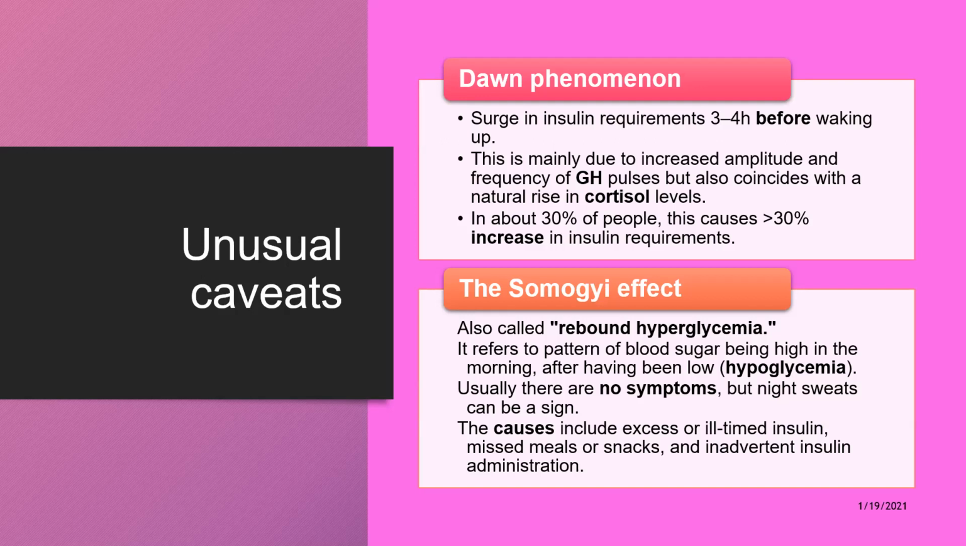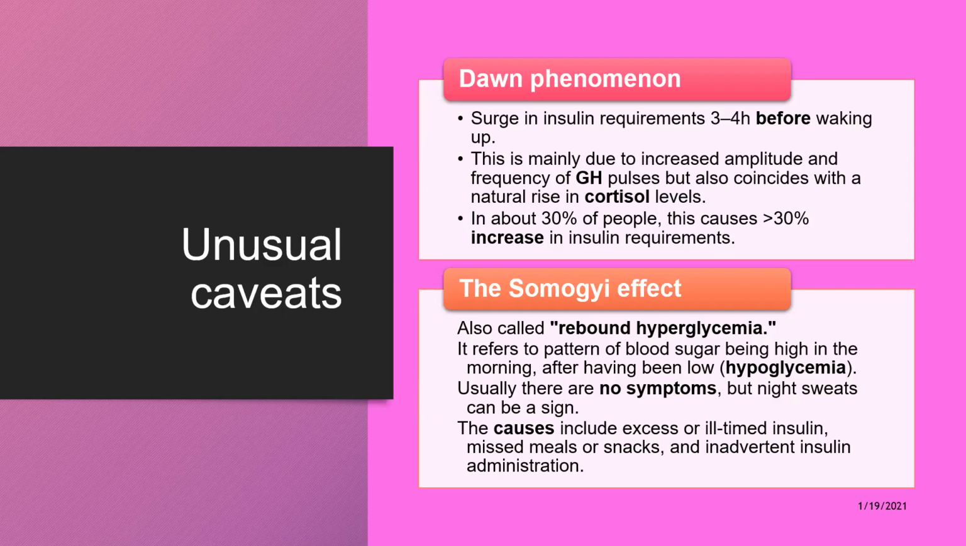Whereas the Somogyi effect, which is also called rebound hyperglycemia, refers to the pattern of blood glucose being high in the morning after having been low. That is, there is a phenomenon of hypoglycemia which leads to hyperglycemia. That's why it is called rebound hyperglycemia. Usually there are no symptoms, but occasionally the patient can tell you that I was sweating over the night. So night sweats can be a very important sign in such cases.